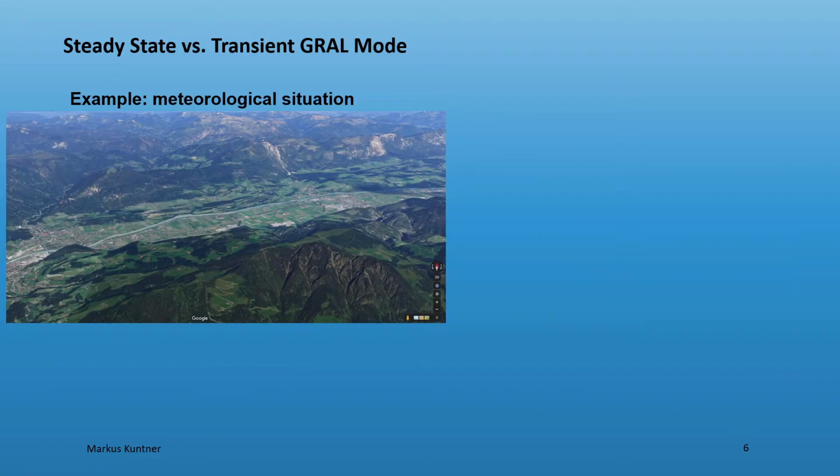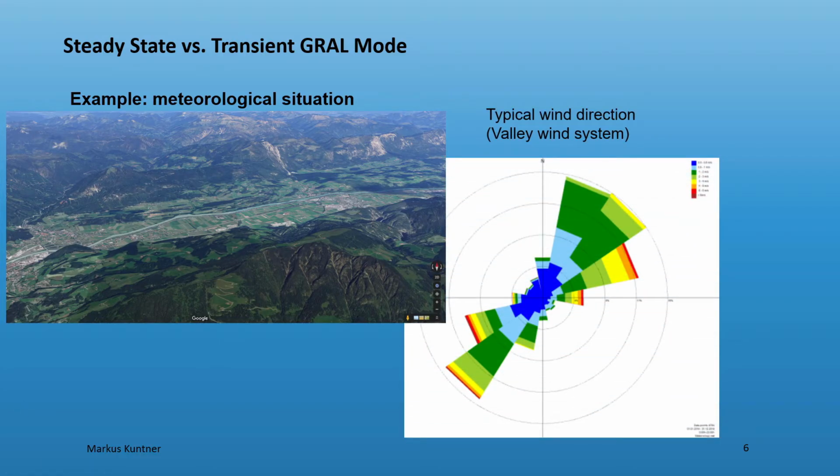Here we see a valley in the Tyrol, and we have a wind measurement station here, and we get a typical wind system, a valley wind system. We have a mountain breeze in the morning and valley breeze in the afternoon.